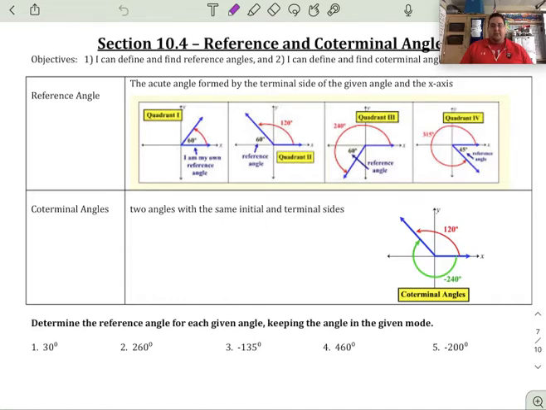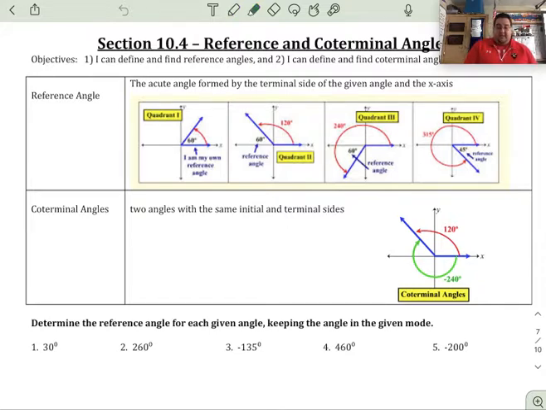All right, next up in Unit 10, Section 10.4 is called Reference and Coterminal Angles. So this is just a little bit more about angles and some of the things that we can do with angles before we get started talking about the unit circle, which is kind of the big idea in trig. So we're going to be finding two different things today based on angles that are given to us. We're going to find the reference angle.